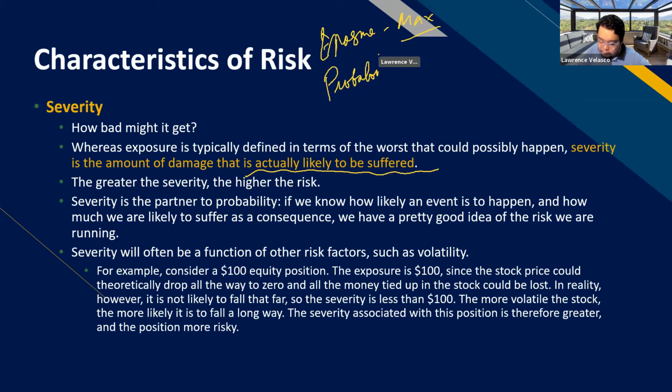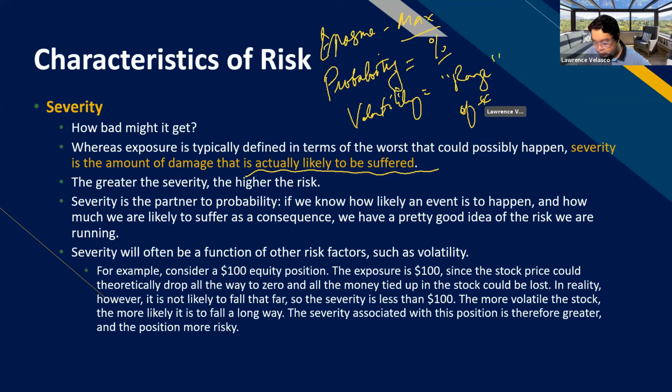Probability is the chance of it happening, right? And then volatility is the range of expected outcomes. So bringing them together, you get the severity of a risk. Of course, the greater the severity of a risk, the higher that risk is, or the more risky that activity is. In our video, for example, he already mentioned that, right?